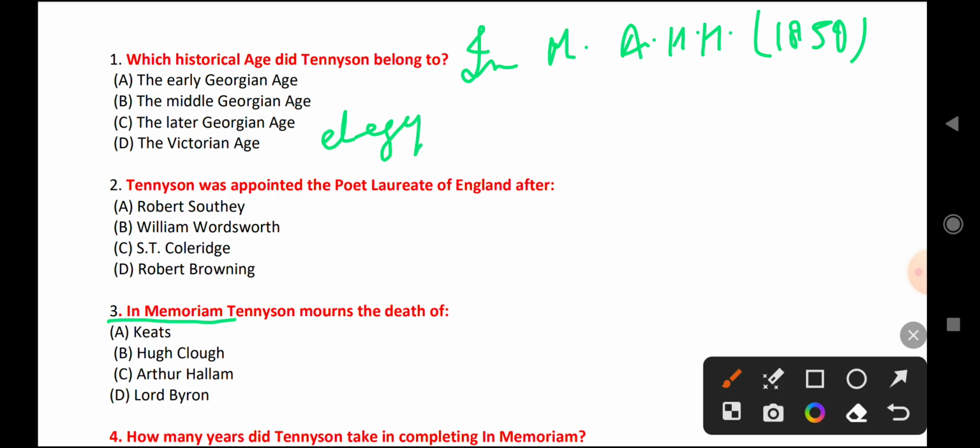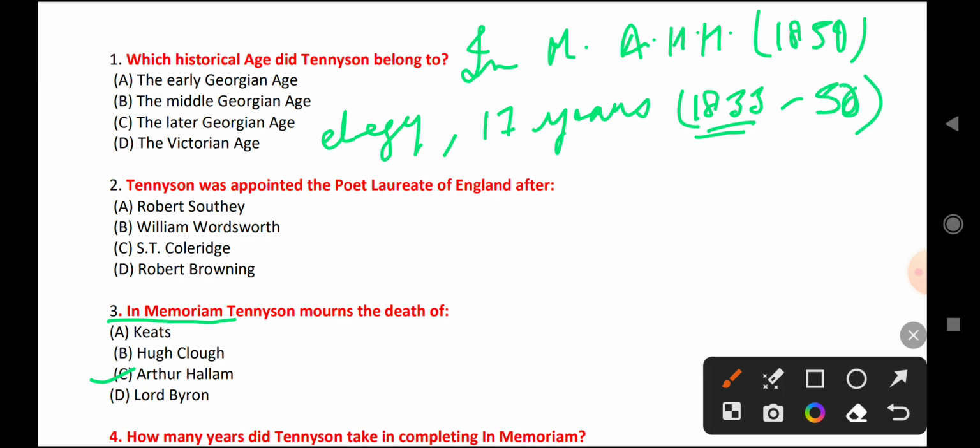We are talking about In Memoriam. It took him 17 years to complete this work. He kept on writing it between 1833, the year when Arthur Henry Hallam died, till 1850. Arthur Henry Hallam was his college mate, his best friend, and he was also engaged to Tennyson's sister, whose name is Cecilia Tennyson. So it was a great shock for him when Hallam died of cerebral hemorrhage at the age of 22. So he wrote this poem taking 17 years.